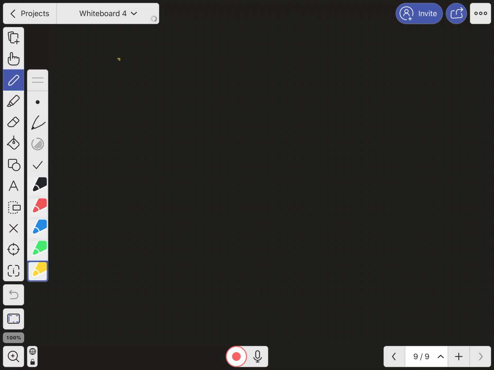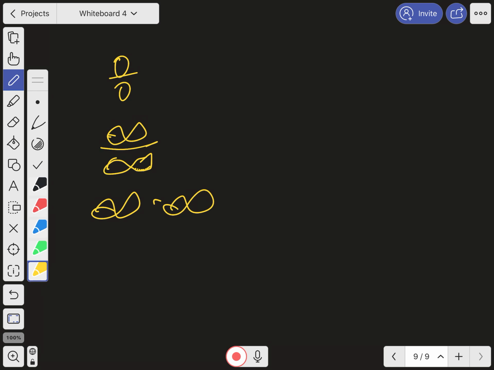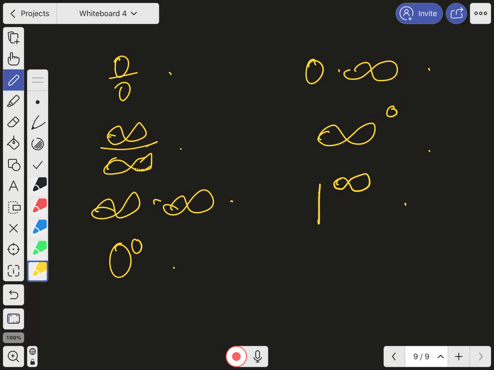So let me list them again. The 7 indeterminate forms are 0 over 0, infinity over infinity, infinity minus infinity. I'm really bad at writing infinity on my iPad. 0 to the 0 power, 0 times infinity, and infinity to the 0 power. I don't think I have 7. 1, 2, 3, 4, 5, 6. I'm missing 1. Oh, 1 to the infinity.